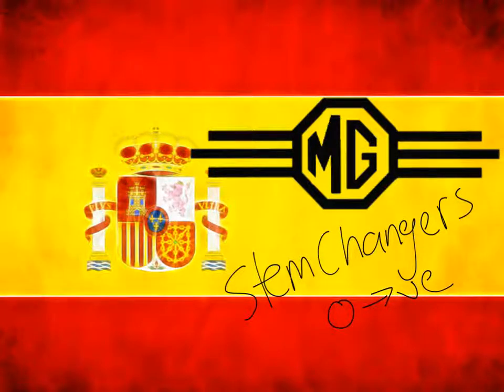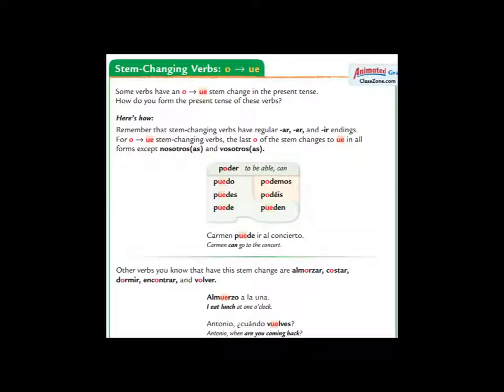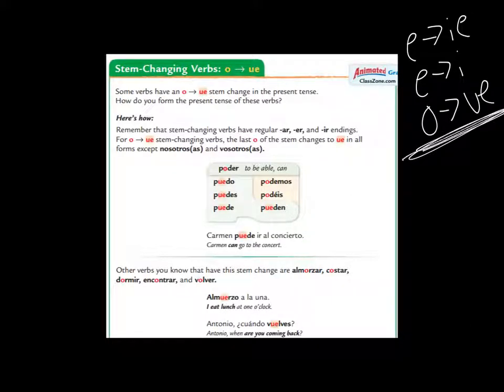Today we're going to be looking at stem changers, O to UE. Like we looked at previously, there are three different types of stem changers. We have E to IE, E to I, and O to UE. And we're going to be looking at the O to UE stem changers today. Some verbs have an O to UE stem change in the present tense.